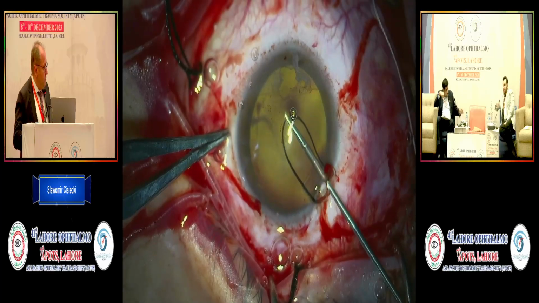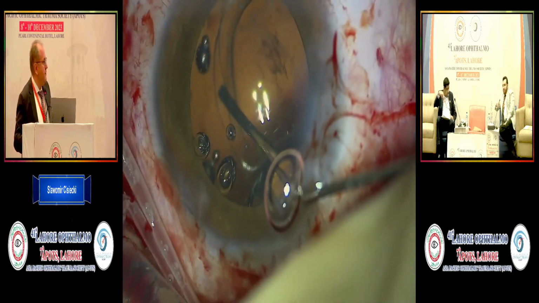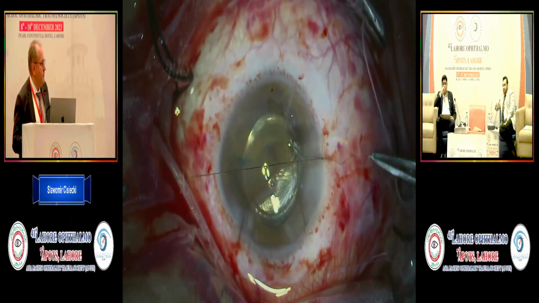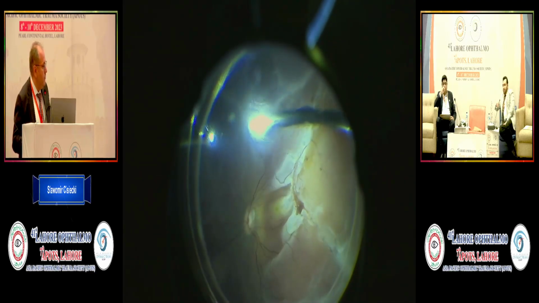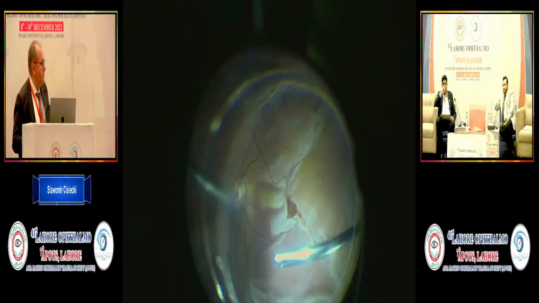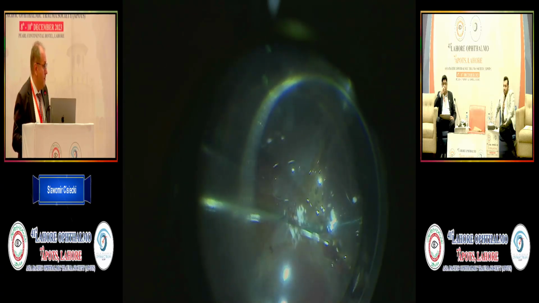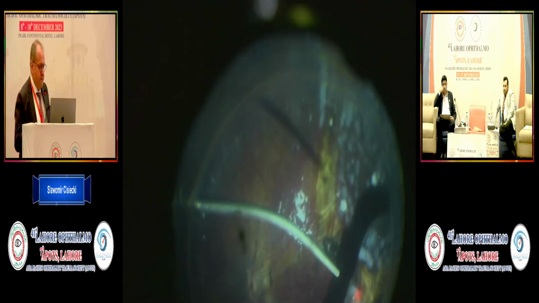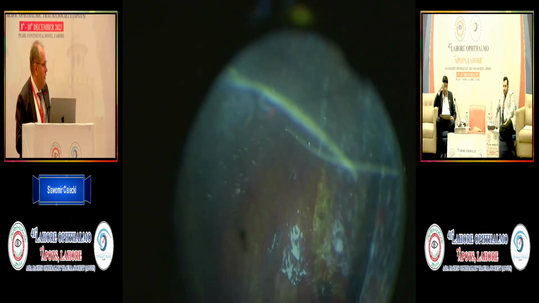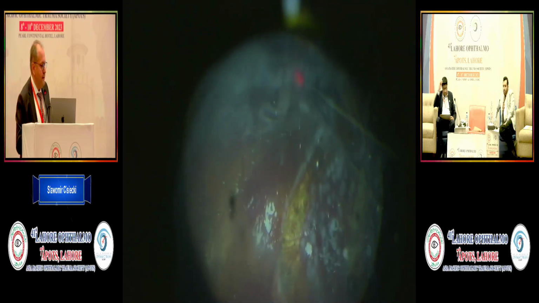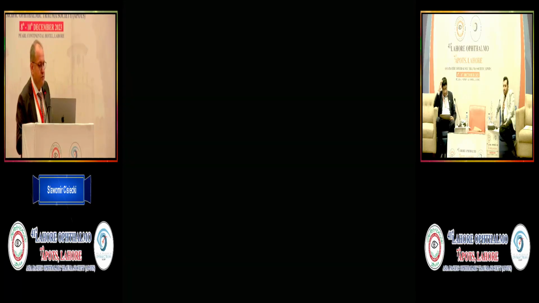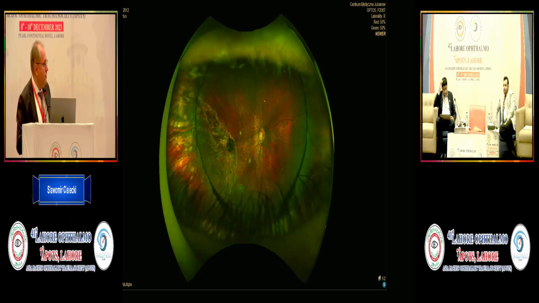I routinely do surgery like this: Tassignon lens, 360 buckle, and vitrectomy. Of course, I suture all the incisions. This is one of, I hope all agree with me, the most terrifying cases for a retinal surgeon, also in terms of follow-up and the responsibility for that child. And this is how it looks after silicone oil removal.